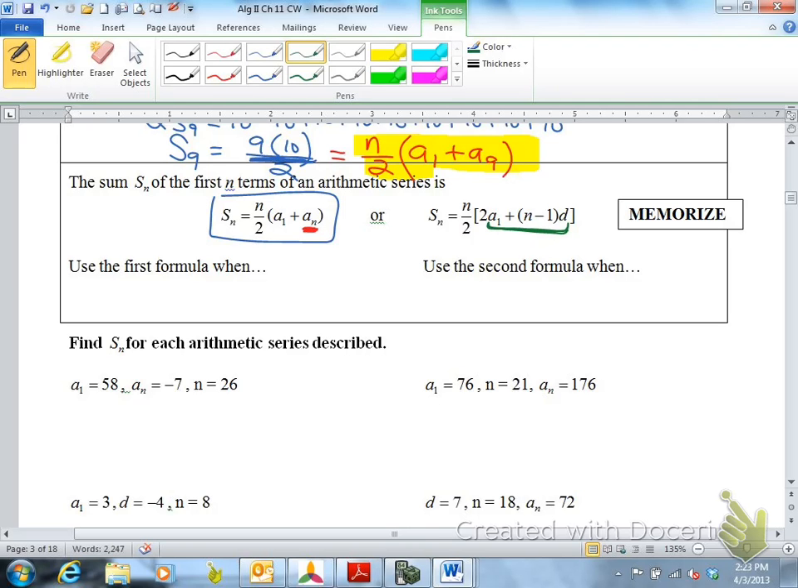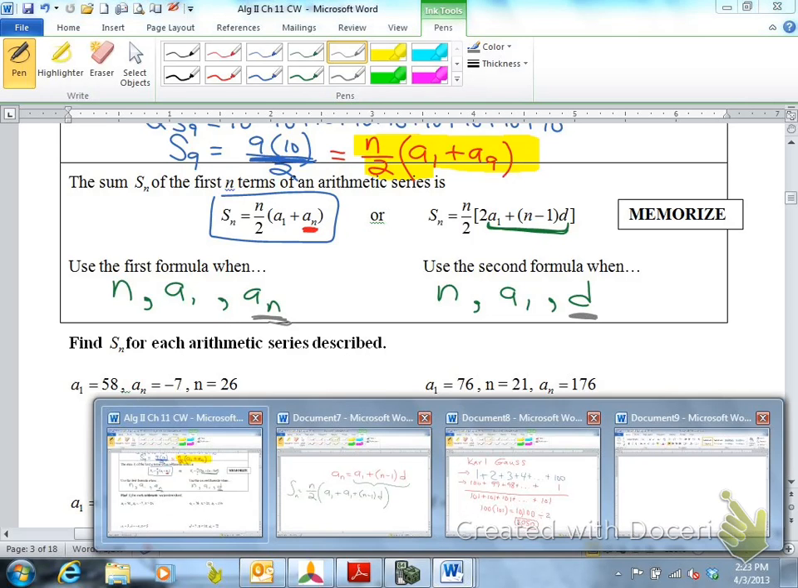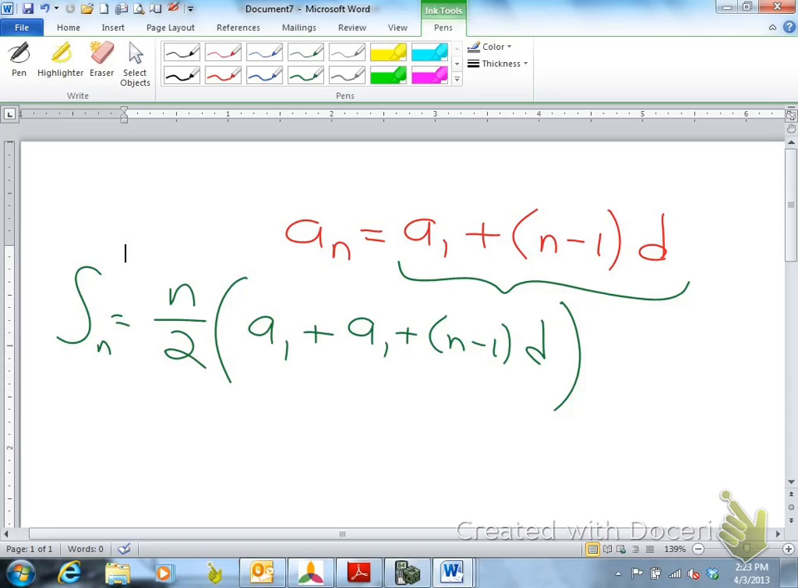So you use the first one when you know n, a sub 1, and a sub n. You use this formula when you have n, a sub 1, and d. So the main difference is this one you have a sub n, and this one you have d. But notice for both, you need n and you need a sub 1. So if you don't know n, or if you don't know a sub 1, then you have to use this formula from a previous lesson, this formula right here, to figure out n or a sub 1.